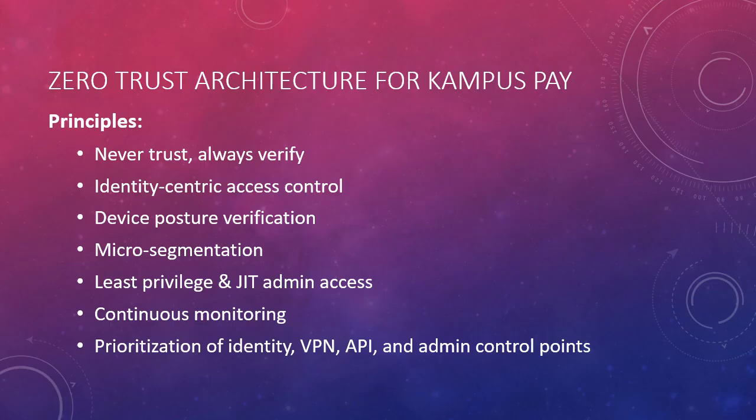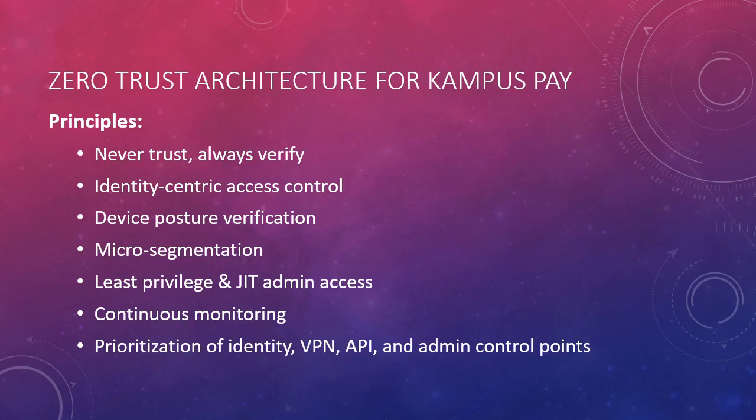The zero trust architecture for Campus Pay. It's not a single product. It is a security model that assumes that the network is already compromised. The goal is to reduce the blast radius and limit lateral movement. For Campus Pay, this means never trust, always verify.